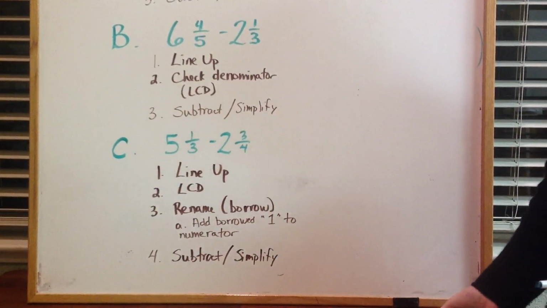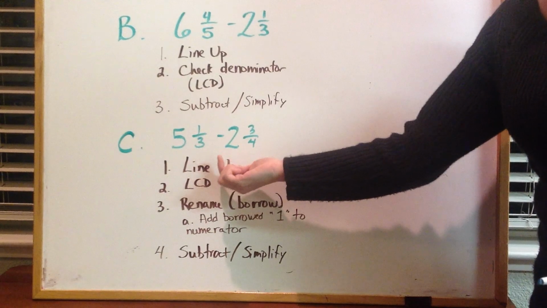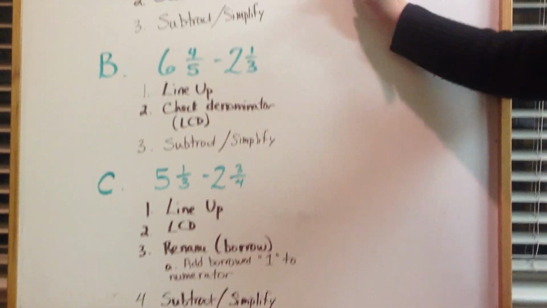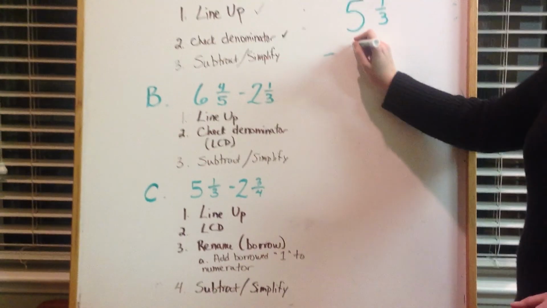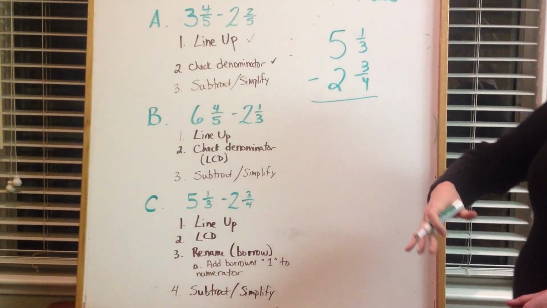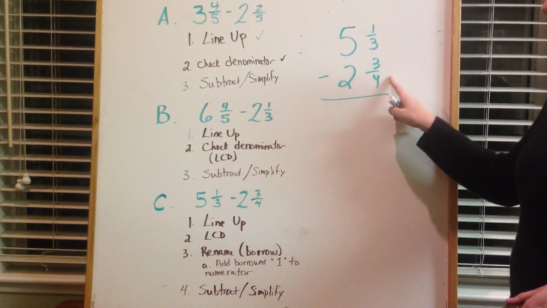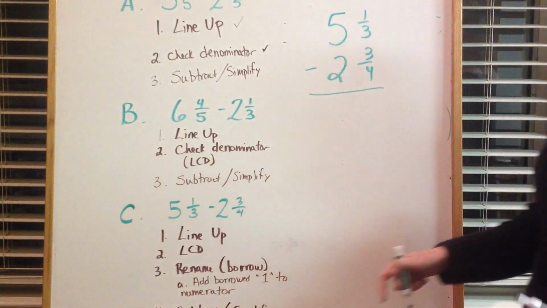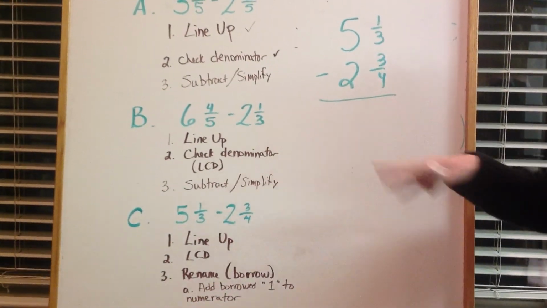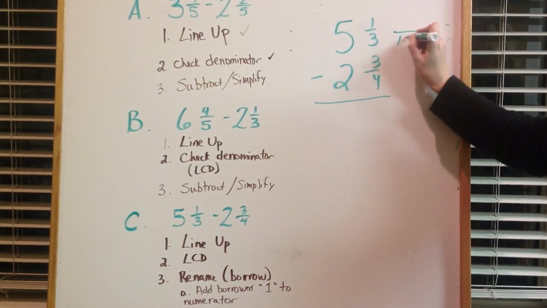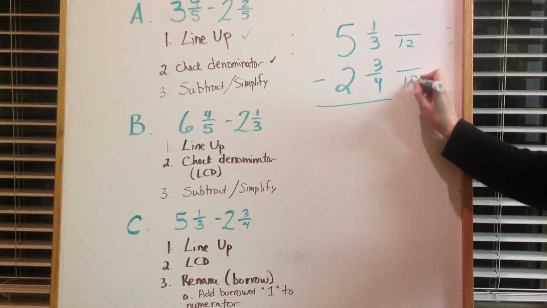So now we have this fraction, 5 1/3 minus 2 3/4. I start the same, I line it up. 5 1/3 minus 2 3/4. I've lined them up vertically. I'm going to check the denominators. They're not the same, so I'm going to find their least common denominator. What's the number that 3 and 4 can both multiply to become? 12. So I'm going to change this to a 12 and this to a 12.